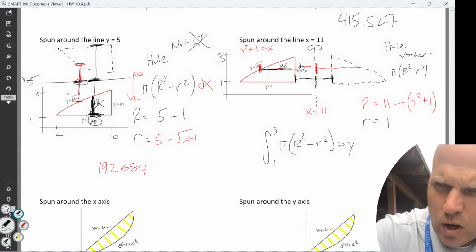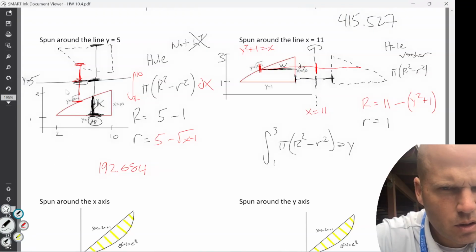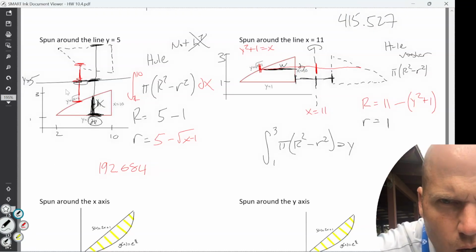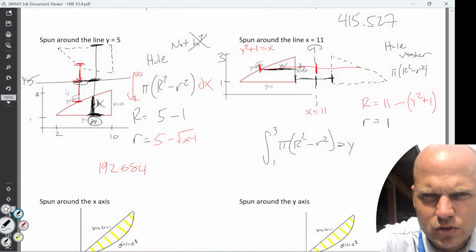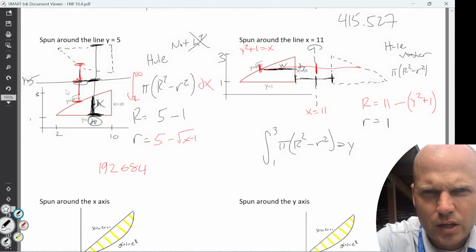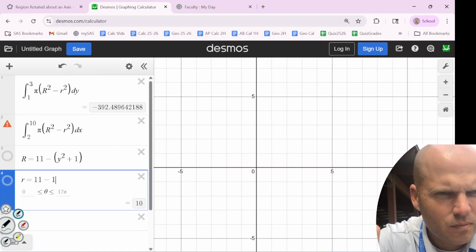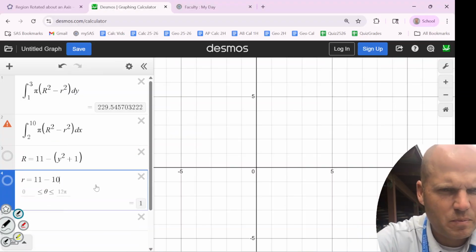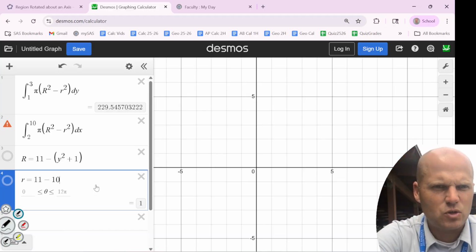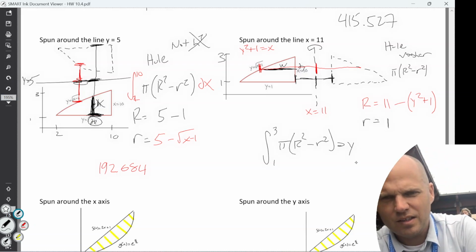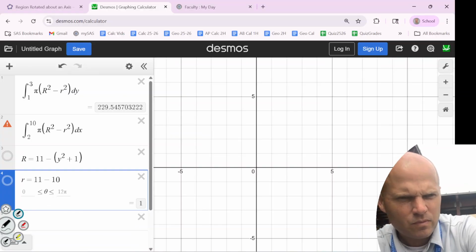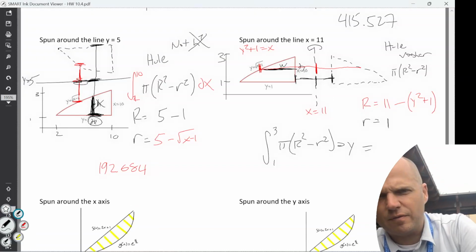Uh-oh. 11 minus y squared plus 1. Y squared plus 1. X equals right minus x equals left. Outer radius is 1 to 3. Check. Oh, stupid. 11 minus 10, that's 1. Now we got 229.545. 11 minus 10, which is 1. 229.545.